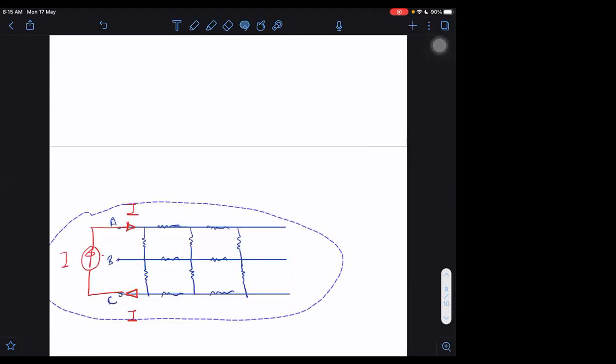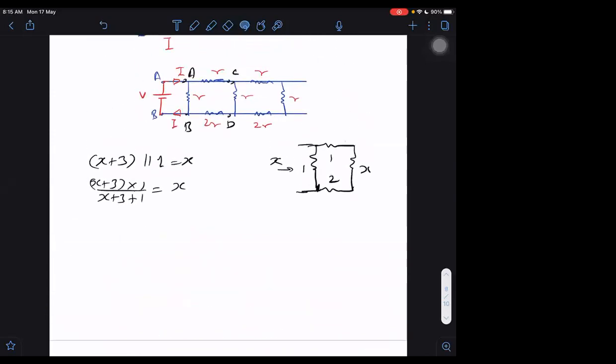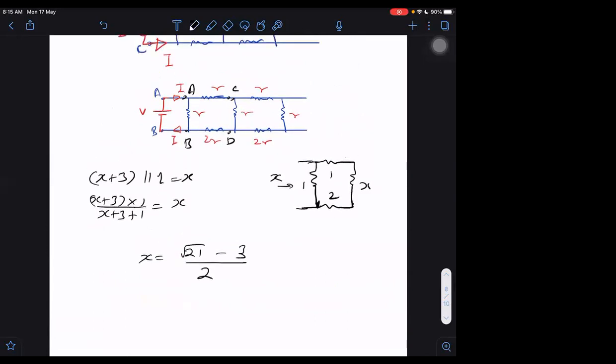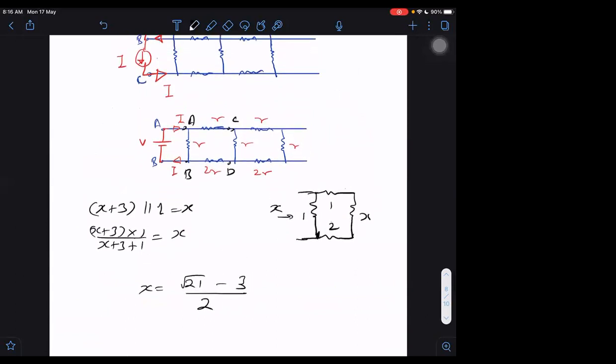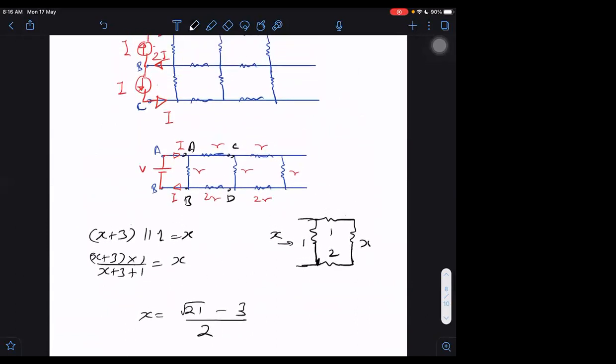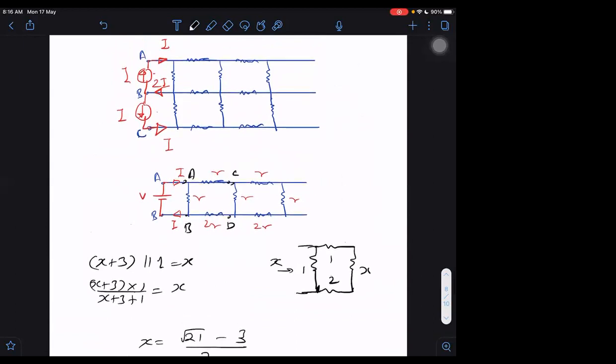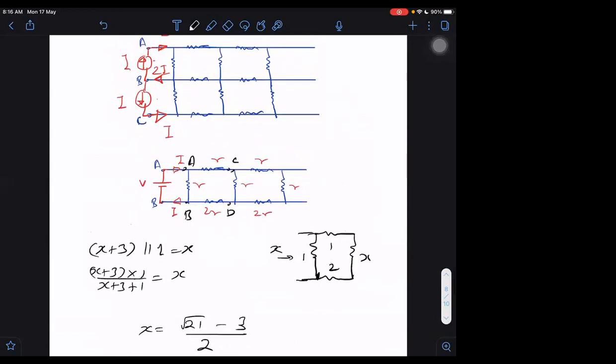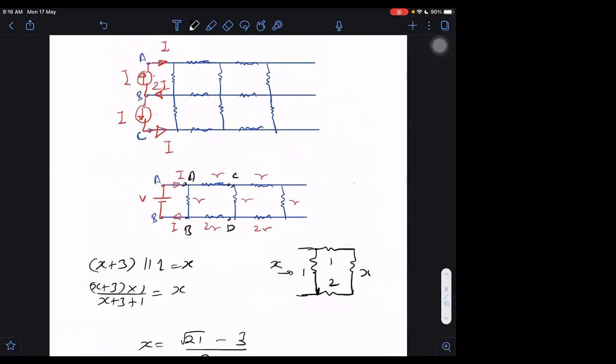Root 21 minus 3 by 2, sir. X is coming out to be (root 21 minus 3) by 2. That is x. Is it positive? Yes, positive only. This is the x value. We are getting the net resistance now. No need to take R. I will first solve this completely, then at last we can take R. I am assuming R to be 1 ohm only. Let R be equal to 1 ohm.